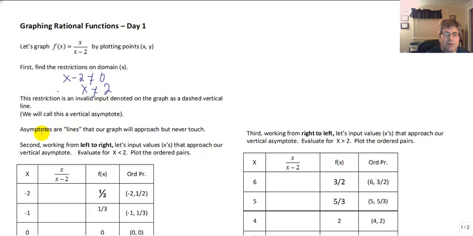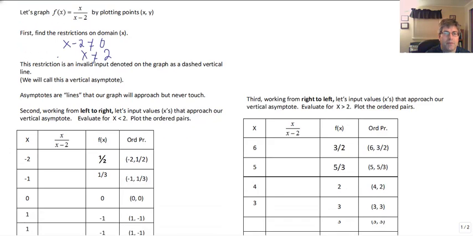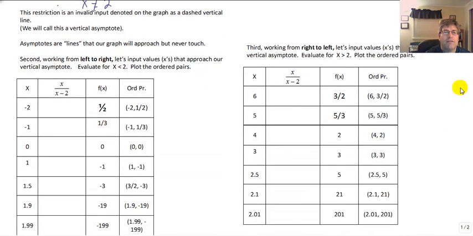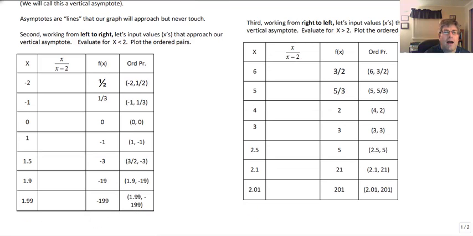We call that dashed vertical line an asymptote, and these are lines, like I said, that our graph will approach but never touch. So we're going to choose x's on one side of 2 and on the other side of 2, and we'll plot those ordered pairs. Let's work from left to right. We'll approach 2 from the left-hand side, evaluating for x's less than 2 and plotting those ordered pairs. I've got some tables set up that already have some of the answers.